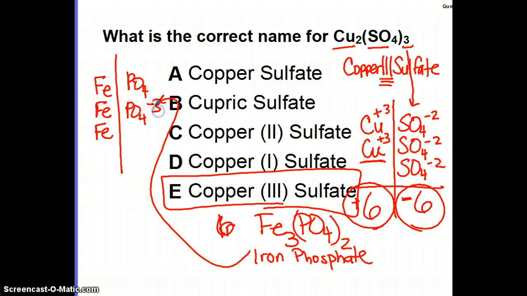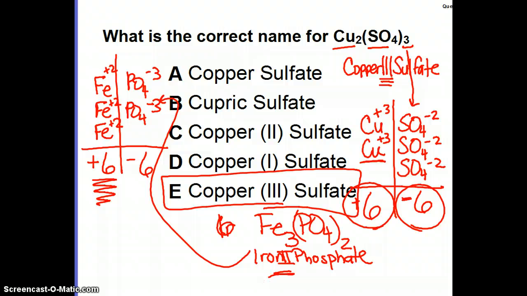And we know, or you're supposed to know, that phosphate always has a -3. So our total charge of negatives this time is -6. That means our total positive charge has to be +6. So 3 irons times what gives us 6? 2. If each of these is a +2, we would get 6. So this would have to be iron(II) phosphate, because that would be the charge on each individual iron in the formula.